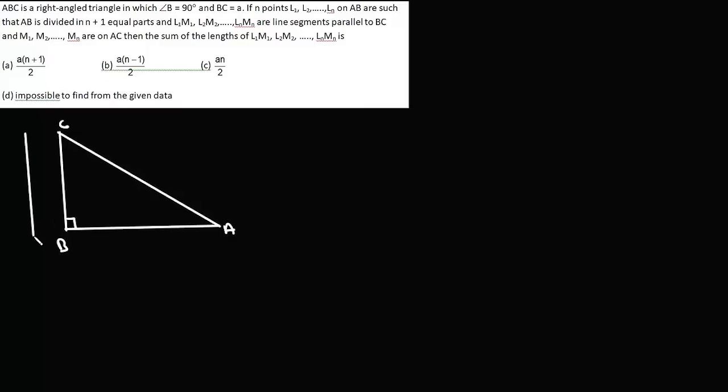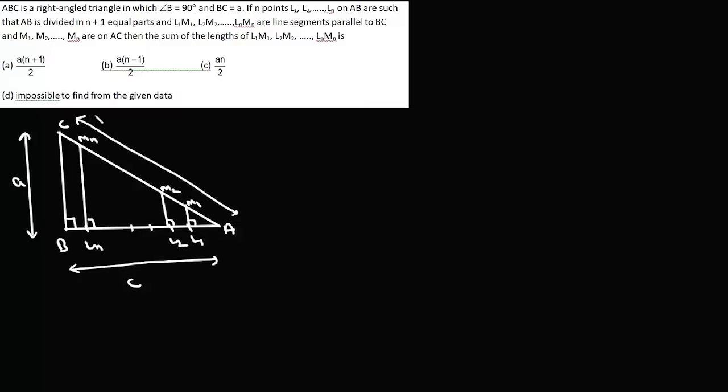Now the question is, ABC is a right angle triangle in which angle B is 90 and BC is a. So we have a right angle triangle ABC in which angle B is 90 and the side BC is equal to a. If n points L1, L2, Ln are taken on AB such that AB is divided in n plus 1 equal parts. So we have taken n points on this line AB.